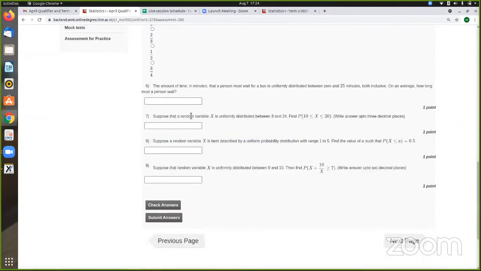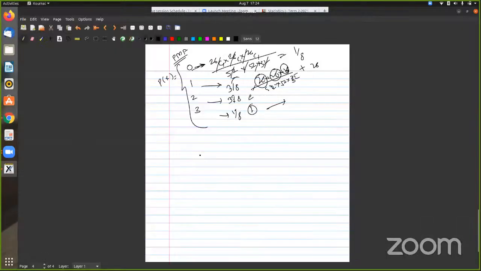Suppose that random variable x is uniformly distributed between 0 and 10. Find the probability that x plus 10 by x is greater than or equal to 7. Okay, can you tell me how you solve this one? So your random variable is uniformly distributed between 0 to 10, and you have to find the probability that x plus 10 by x is greater than or equal to 7. Can you tell me how you have approached this problem?